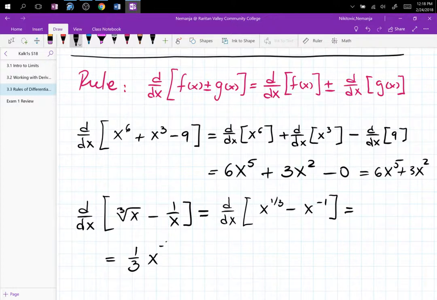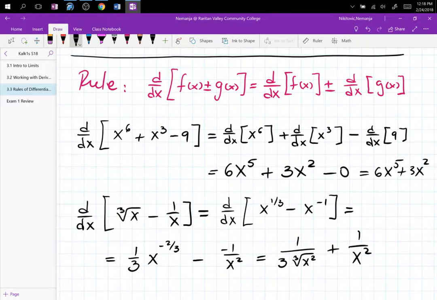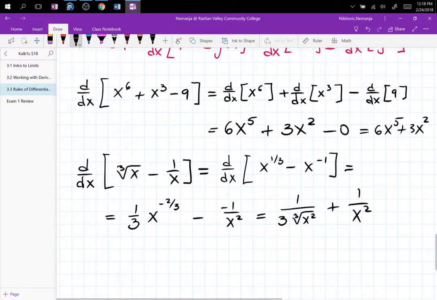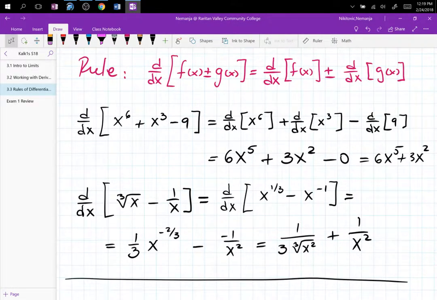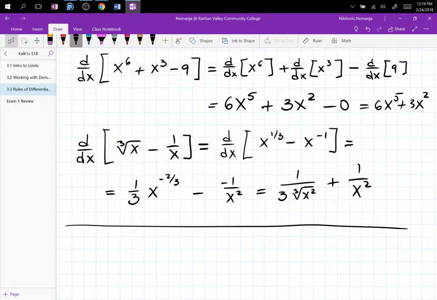We have the derivative of x to the 1/3 minus x to the negative 1, which gives negative 2/3 minus negative 1 over x squared. We know these calculations from before. I am going to write this as 1 divided by 3 cube roots of x squared plus 1 over x squared. I don't have to go and add the common denominator and all that stuff. It's good enough. So this rule simply tells us if you have multiple terms to take the derivative of, take the derivative of each term independently of each other.